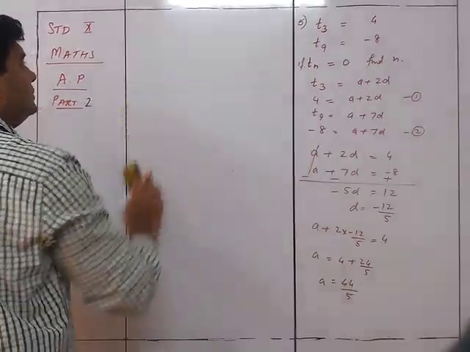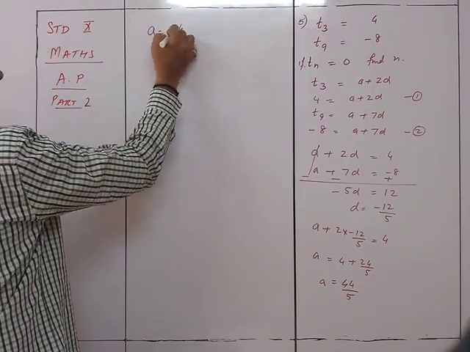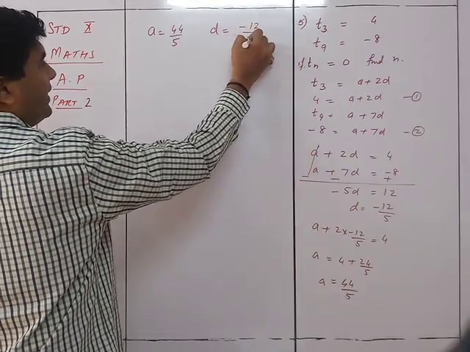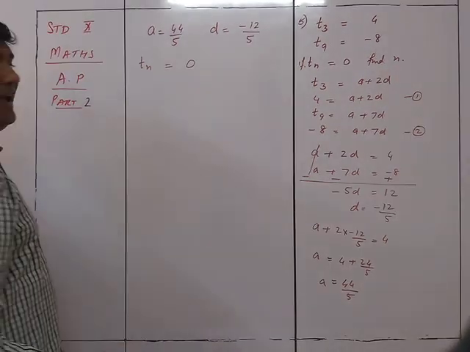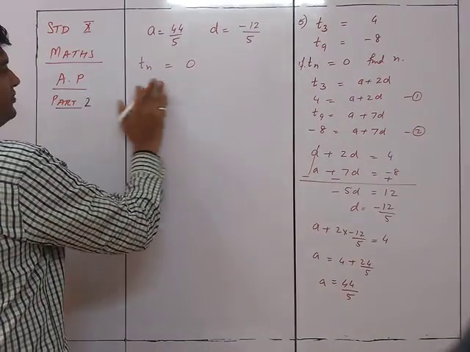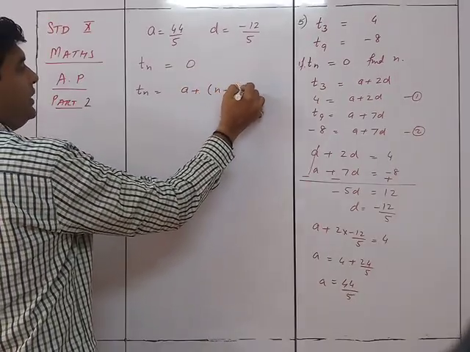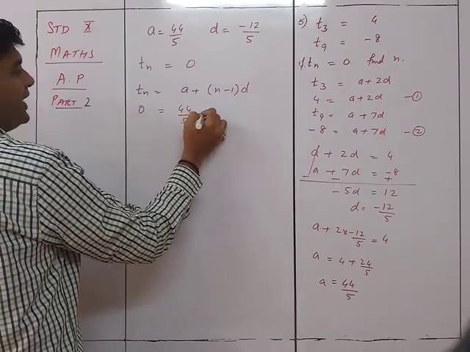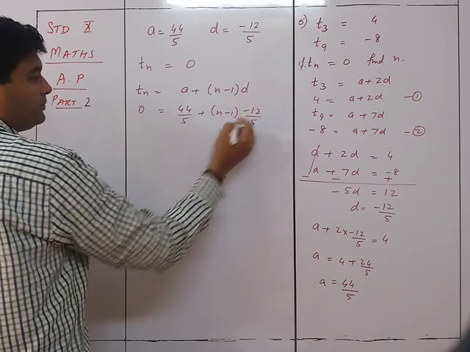Okay. So we now have A equals 44 upon 5 and D equals minus 12 upon 5, and you know that Tn is equal to 0. We need to find out n. So first of all, Tn is equal to A plus n minus 1 into D. So 0 is equal to 44 upon 5 plus n minus 1 into minus 12 upon 5.